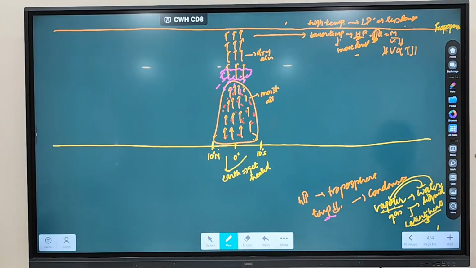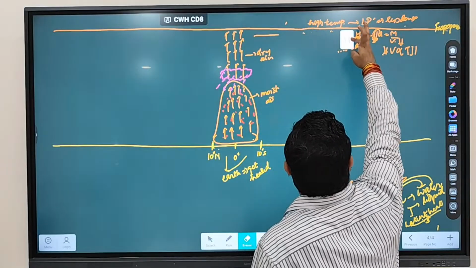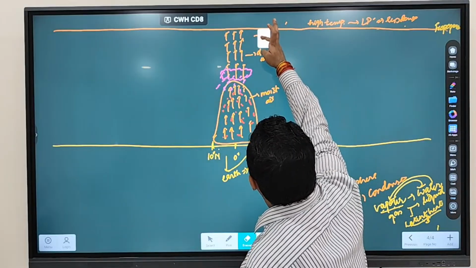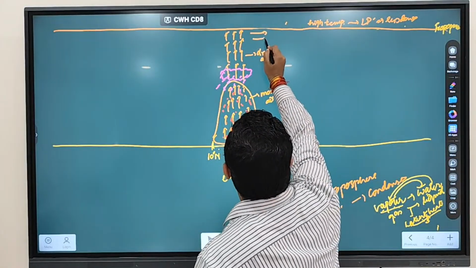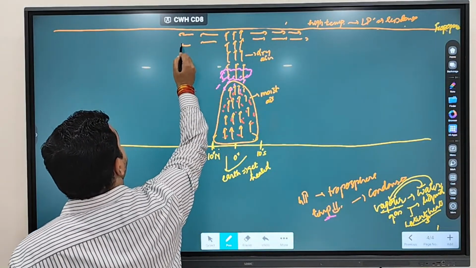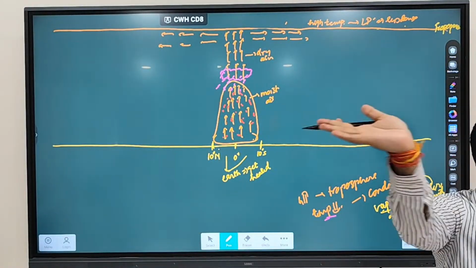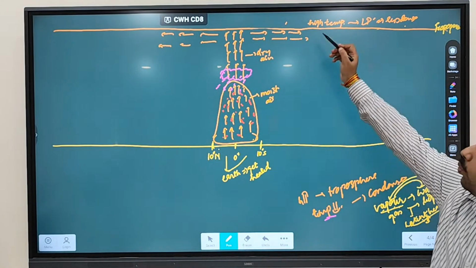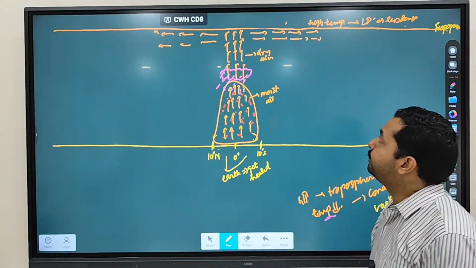Fine. So as a result, what will happen to the air? So what will happen to this air? Now this air will start to move and bifurcate like this. This air will start to move and bifurcate in these two directions. Clear? Because it can't move up. So it will start to move in this direction. Clear?